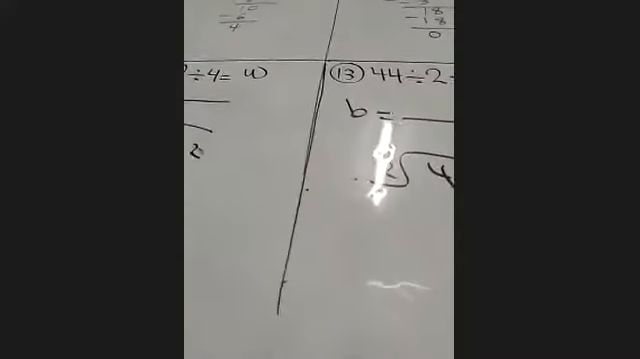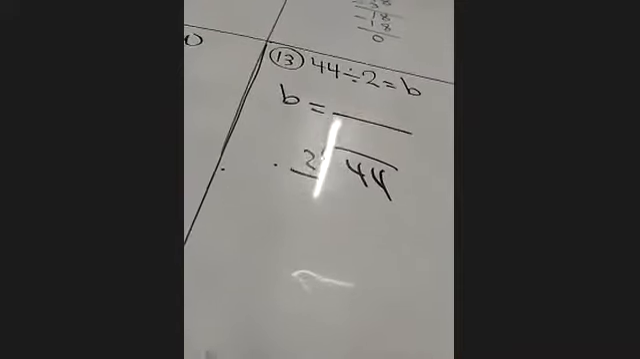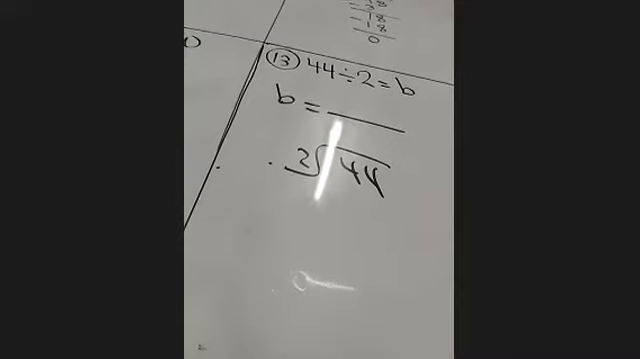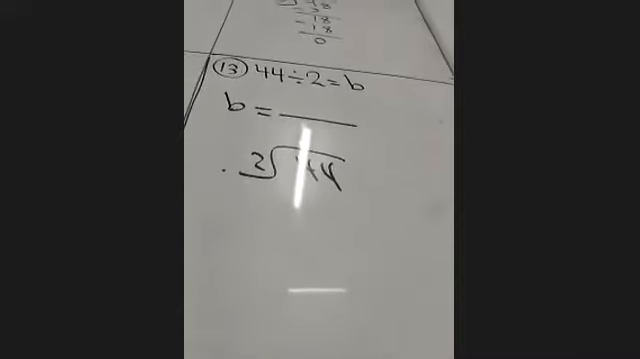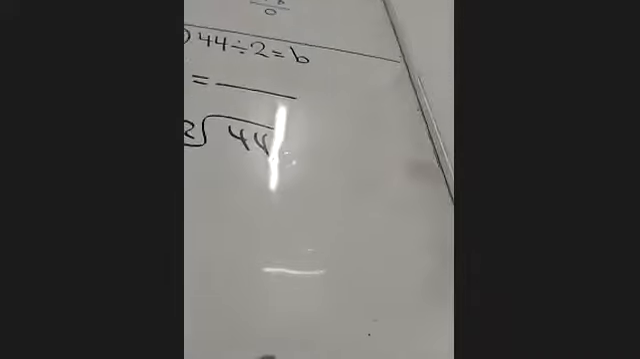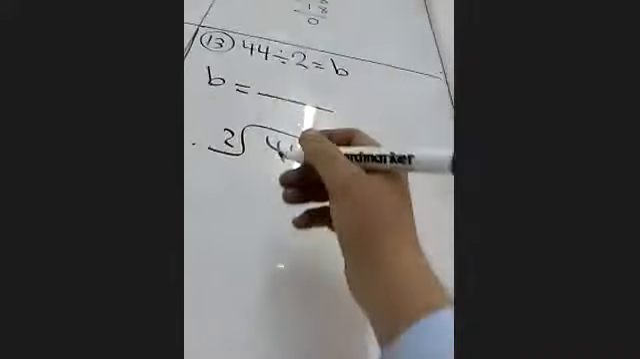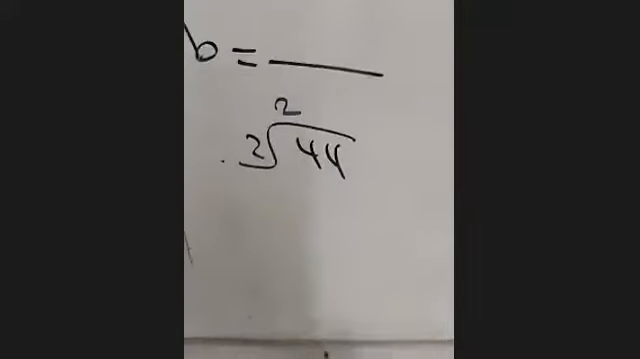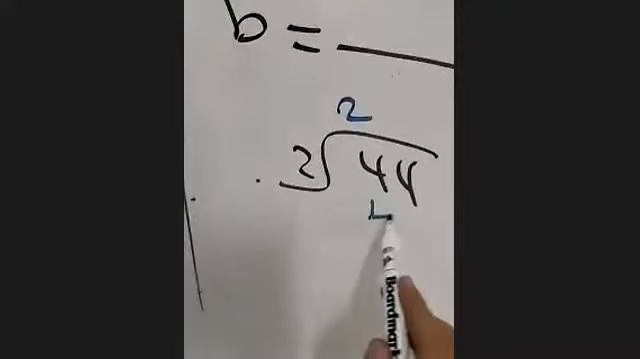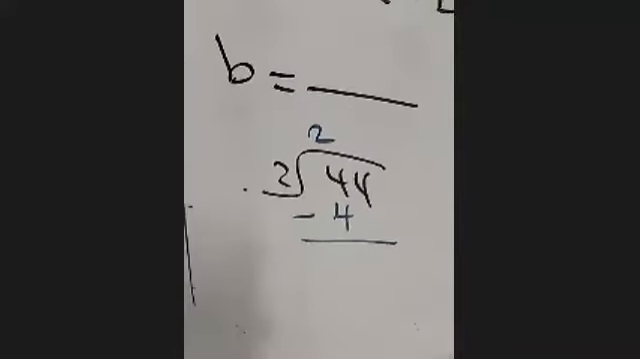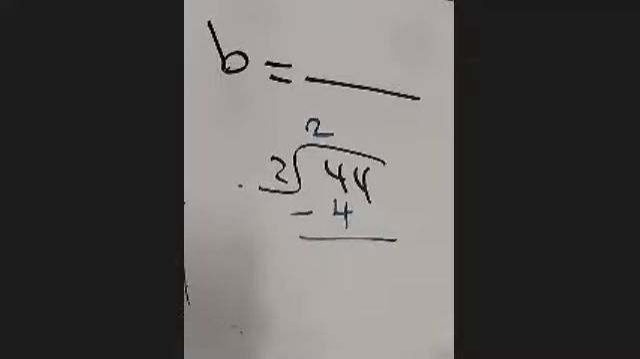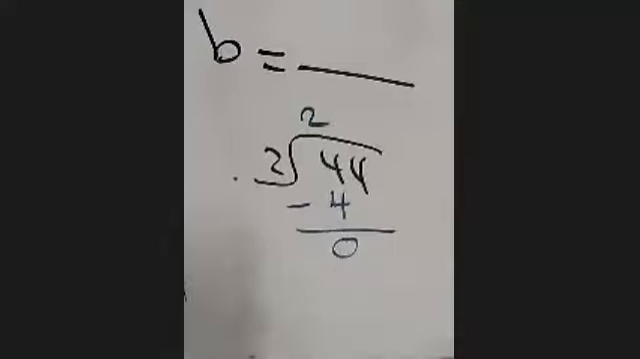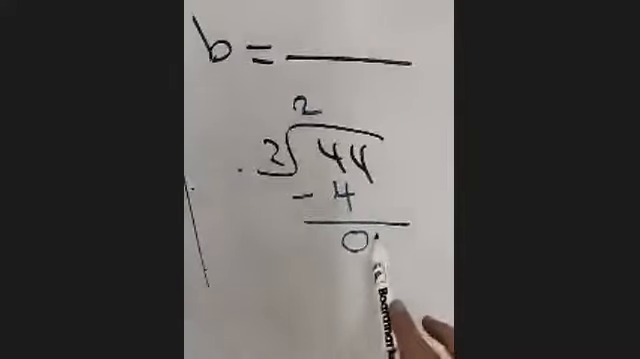2 divided into 44. 4 is bigger than 2, so we'll take 4 only. Then? 2 multiplied by 2 equals 4, so we'll put 2 up. 2 multiplied by 2 equals 4. Then make subtraction. 4 minus 4, faster. 4 minus 4 is 0. And we'll put down 4.